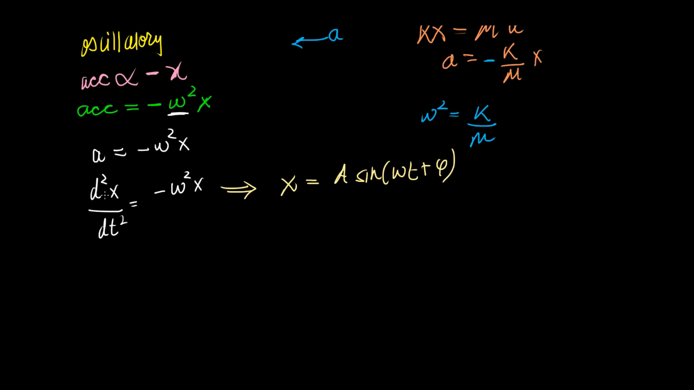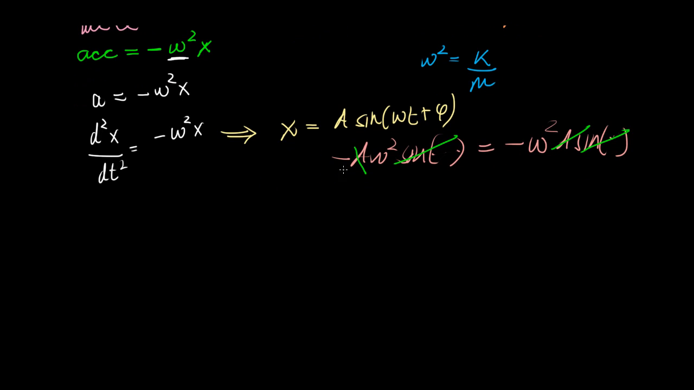If you differentiate x twice, then you'll get minus A omega squared times the sine of whatever is inside, and that should be equal to minus omega squared times x, which is A times sine of whatever. So the sine cancels, the A cancels, and you get minus omega squared is equal to minus omega squared. So you can see that it satisfies our conditions. This is the general equation.